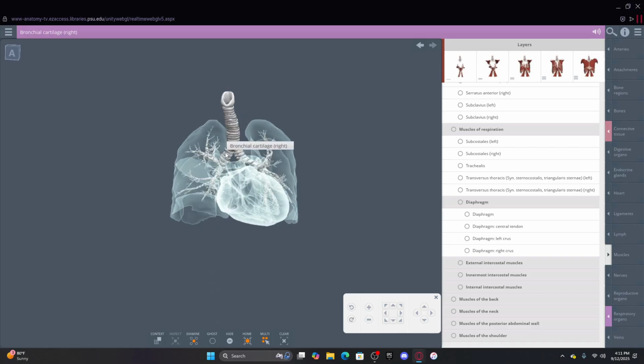Right, so if I examine it, trachea here. We have the trachea, which splits into our right primary bronchus and our left primary bronchus. And then our right primary bronchus splits into our lobar bronchus, right? So bronchi plural, bronchus singular.